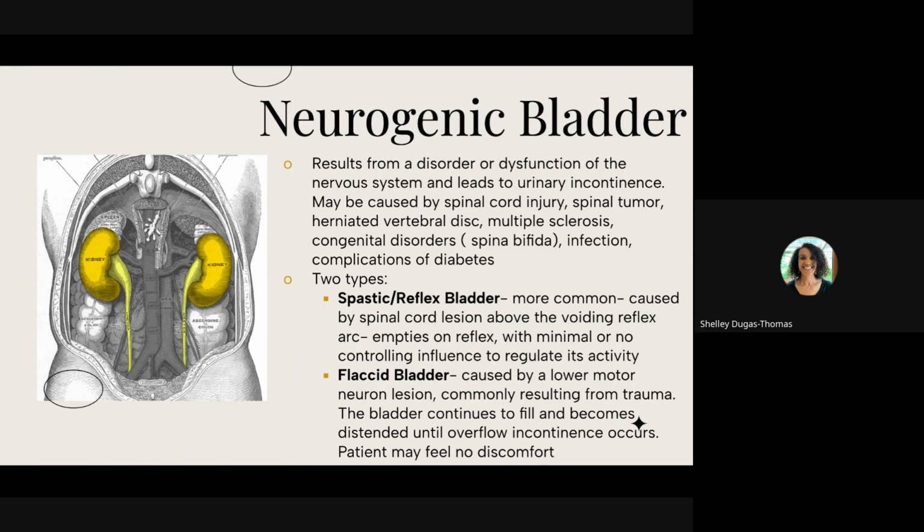Spastic bladder is the more common type and is caused by any spinal cord lesion above the voiding reflex arc. This is the upper motor neuron lesion. The result is a loss of conscious sensation and cerebral motor control. A spastic bladder empties on reflex with minimal or no controlling influence to regulate its activity.